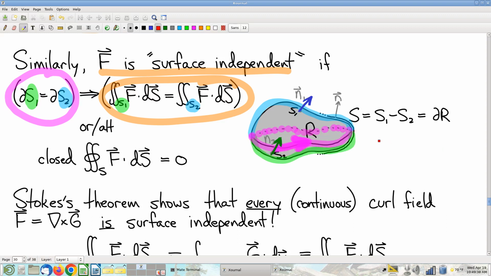So here's by the way, just one more way to say it. Instead of thinking of these as one's inward and one's outward, how about this? They're both upward.